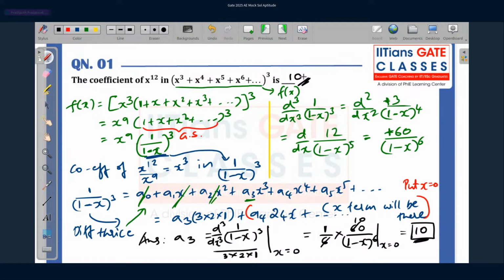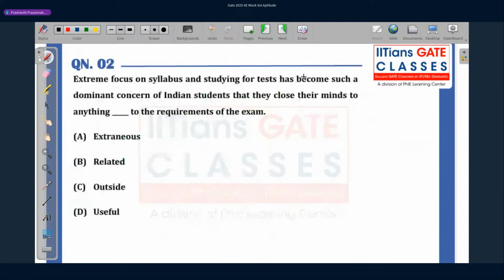Okay. This is one way of solving it. I prefer doing differentiation. You can also use binomial theorem, whichever you are more comfortable with. Okay, then moving ahead, take the second one. This question is from English, so I think you guys can answer this also.